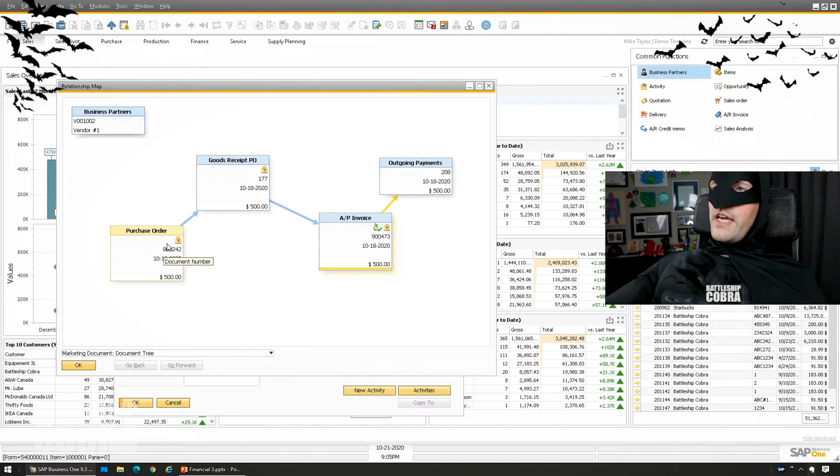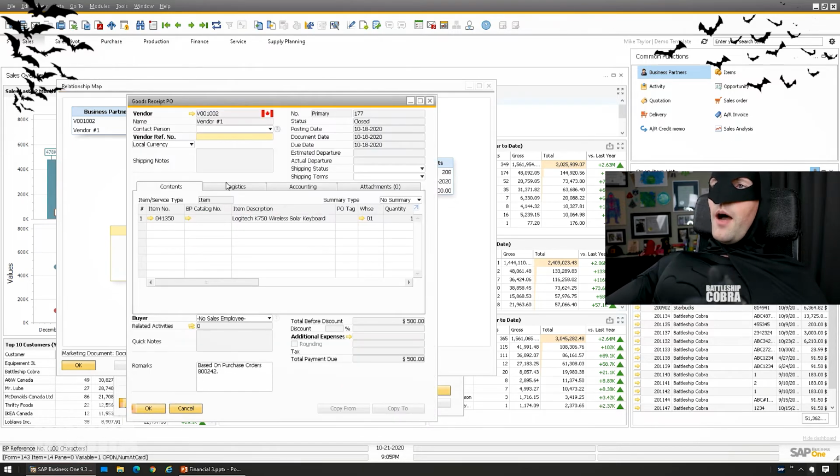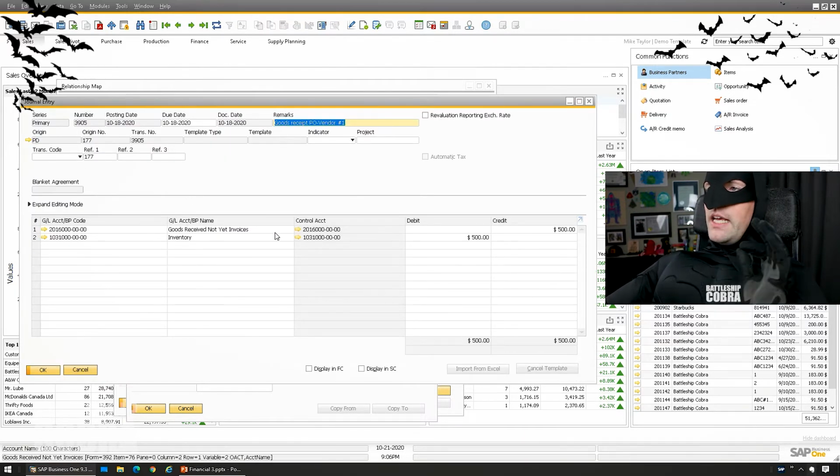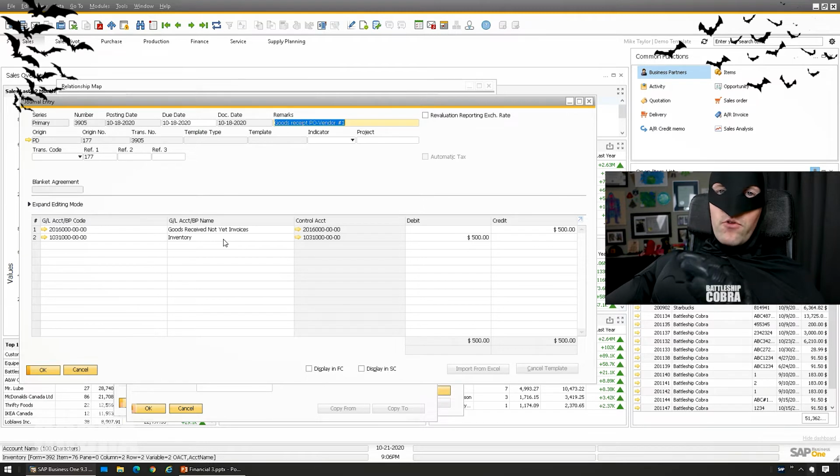Purchase order has no transaction, goods receipt PO. You copy the PO to the goods receipt PO. You double check the quantities and you say, okay, we did get one of these keyboards. Accounting. Let's look at the journal entry. Goods received not yet invoiced is increased because we need some way to offset this inventory and we don't know exactly how much we're going to pay for it. There could be differences in the price of that item and we don't know yet. We have to match it.